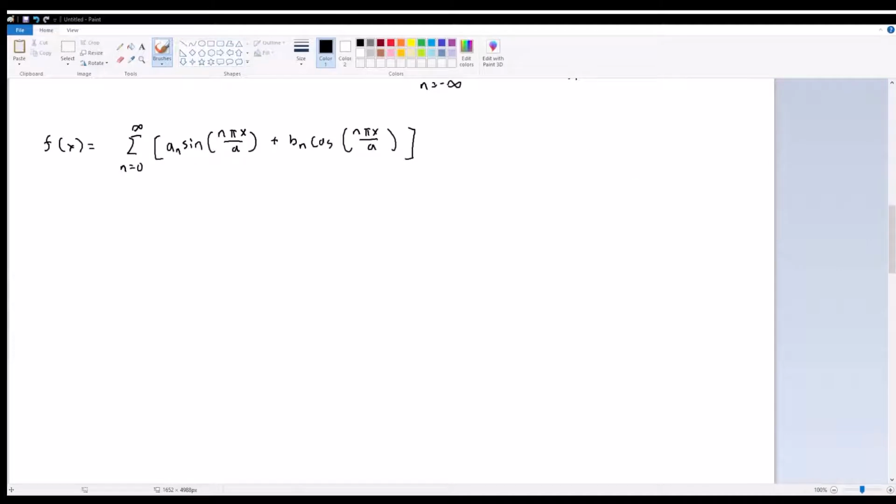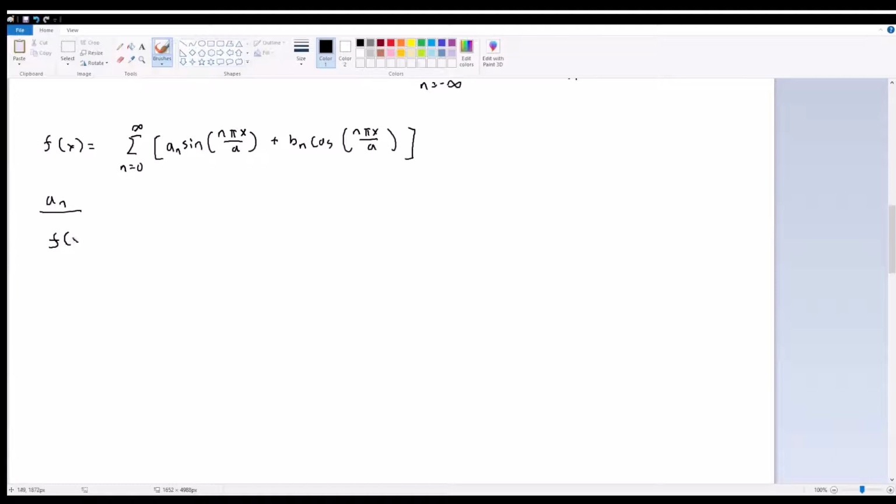Okay, so we have this Fourier series. Our goal is to find a n and b n. The way we do it is using Fourier's trick, which is something we defined way back in the earlier chapters. We can recognize that sine of n pi x over a and cosine of n pi x over a represent complete and orthogonal functions, though not necessarily normal. So if we want to find a n, we attach a factor sine m pi x over a.